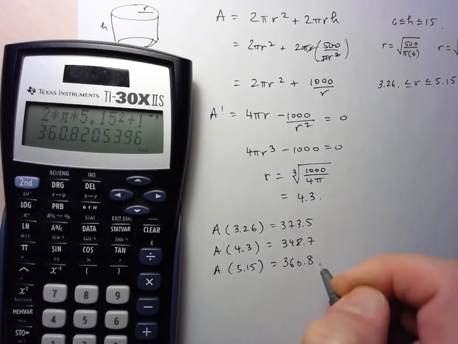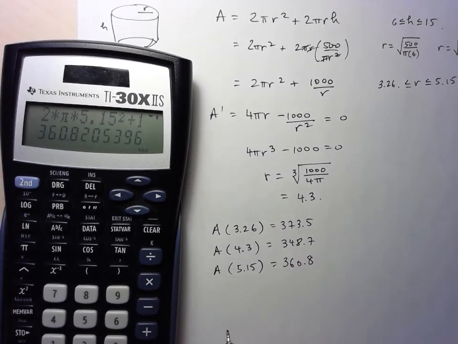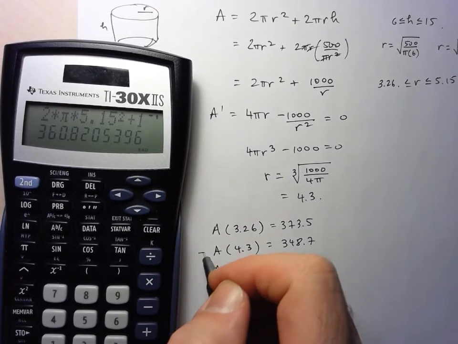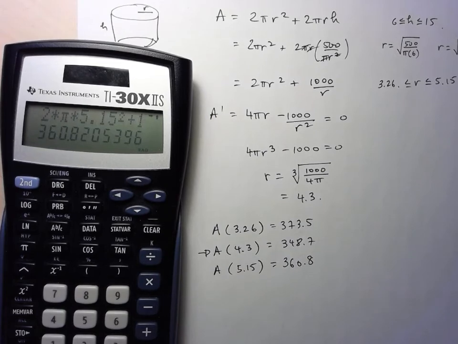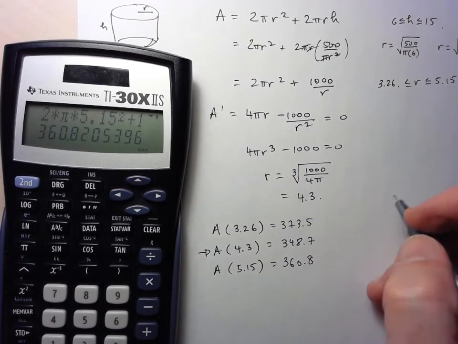Since I was expecting this to be a minimum, that always helps. And so there we go. This is going to give us our minimum value. Let's see what they're actually asking me for. It says, how should the can be constructed? For me, that essentially asks for the dimensions, when we say how it's going to be constructed.